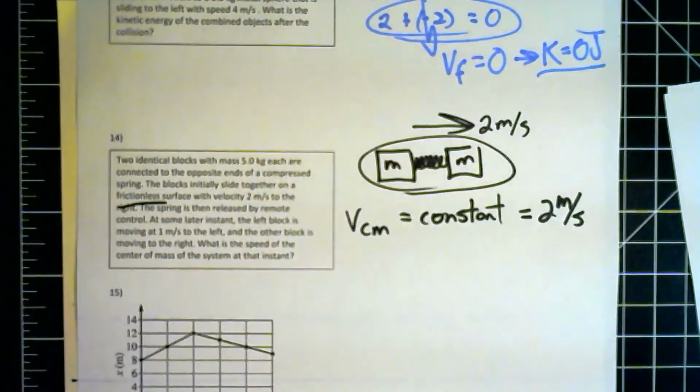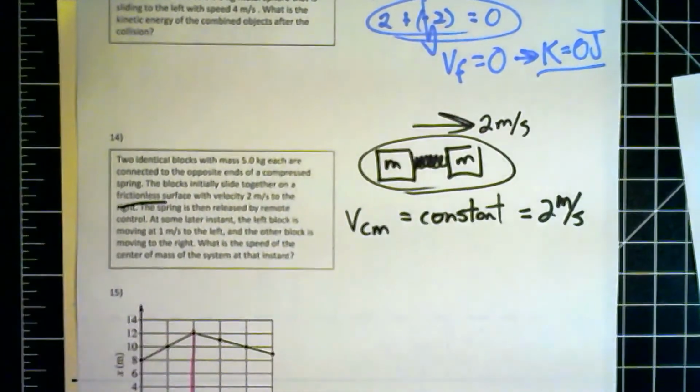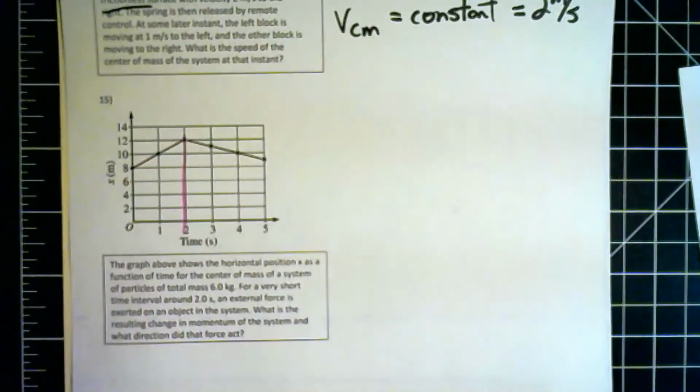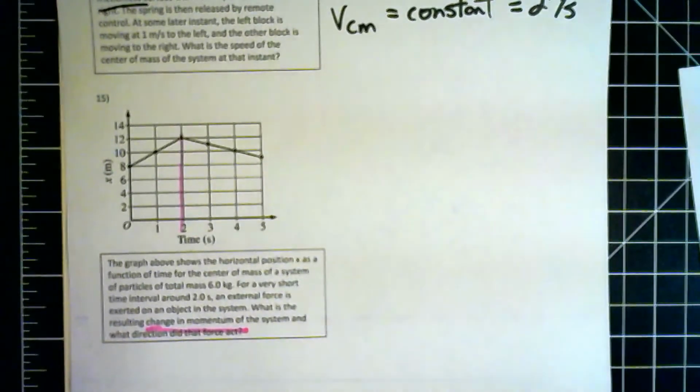And the horizontal position is a function of time for the center of mass of a system of particles of total mass 6 kilograms for a very short time interval around 2 seconds. So that's right here during that time interval. An external force is exerted on the system. So it's an external force, which means it's going to change the momentum of the system. Okay, so how do I get that? How do I get a change of momentum?